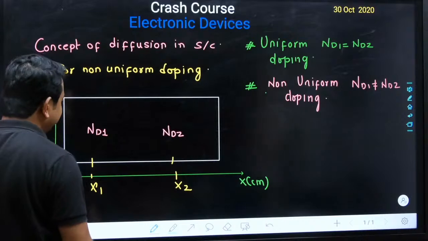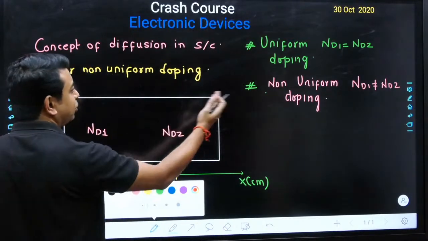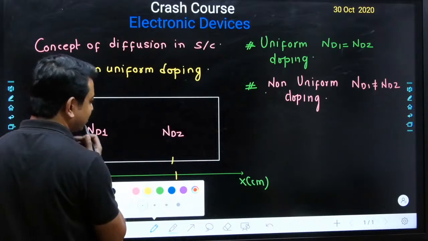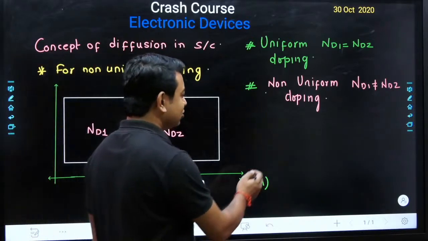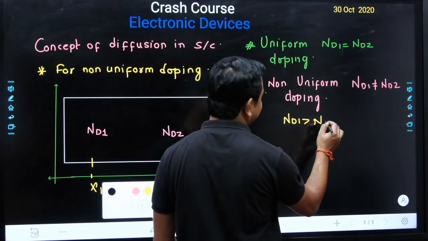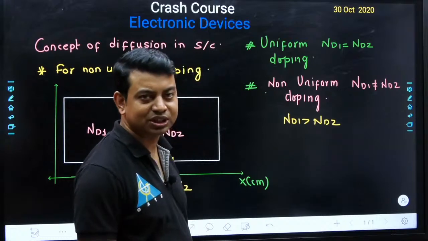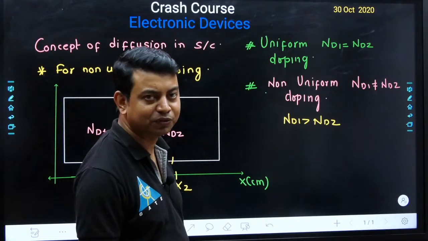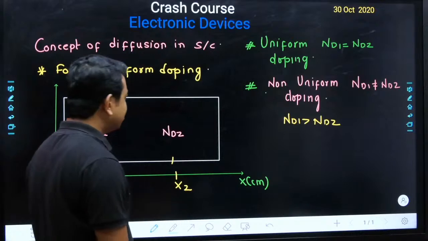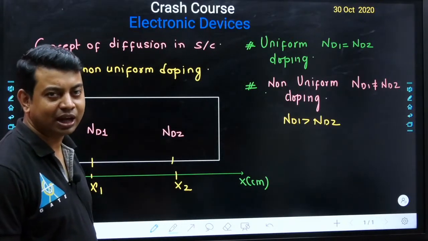Yes, happy morning. Okay. So, I am taking this is ND1 and ND2, and non-uniform doping means ND1 is not equal to ND2. Suppose, in the similar principle, I would like to take ND1 greater than ND2, then what will happen? The concentration of donor atoms at one side will be greater than the concentration of donor atoms on the other side. So, we know that at 300 Kelvin all donor atoms are ionized.